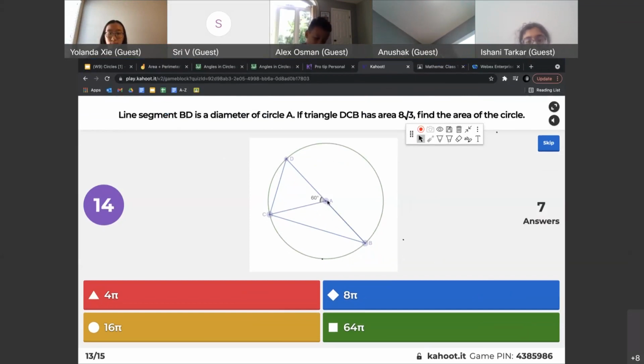I can tell you that specifically, but remember DB is the diameter, right? And we learned something about angles that have endpoints at the ends of the diameter.